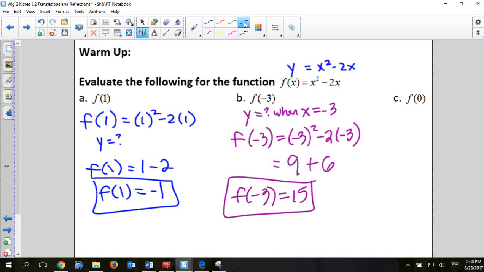And then our third example, f of 0. If we put f of 0 into the equation, wherever you see an x, replace that with 0. So we'll have 0 squared minus 2 times 0. So what's f of 0 equal? 0. So if you see f of a number, it's just telling you replace x with that number. And we're going to do a bunch of that today.